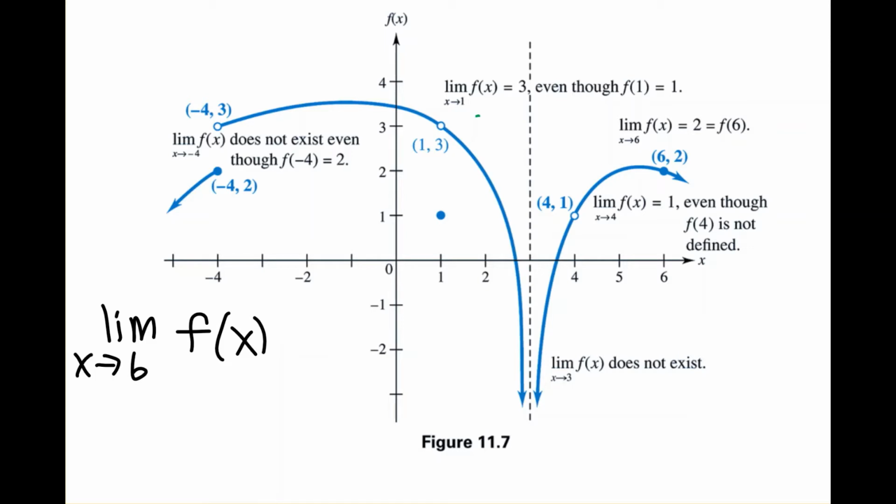Now let's find the limit as x approaches 6 of f of x. From the left of 6, we're approaching 2. From the right of 6, we're approaching 2. So the limit as x approaches 6 of f of x is 2. In this instance, the limit value is equal to the function value. The function value is 2 at 6, which is also the limit as x approaches 6, but these don't necessarily have to be the same.